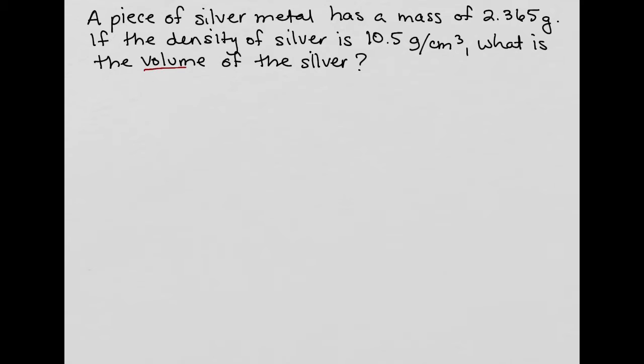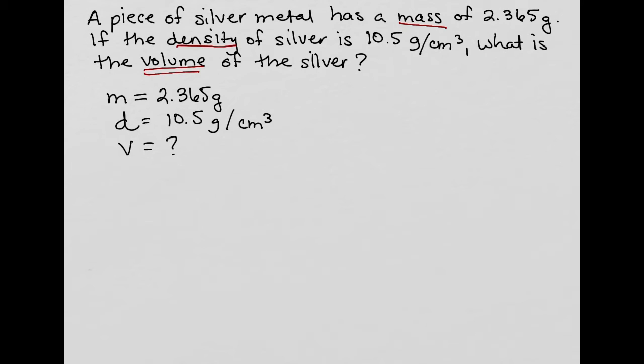So what is the volume is what we're looking for. And then we know the mass. We're told the mass is 2.365, and we're told the density. So I always like to write out what do we know and what are we looking for. Our mass is 2.365 grams. Our density is 10.5 grams per cubic centimeter. That's the same thing as grams per milliliter. A cubic centimeter and a milliliter are the same thing. People in the health sciences might know that. And then volume is what we're looking for.